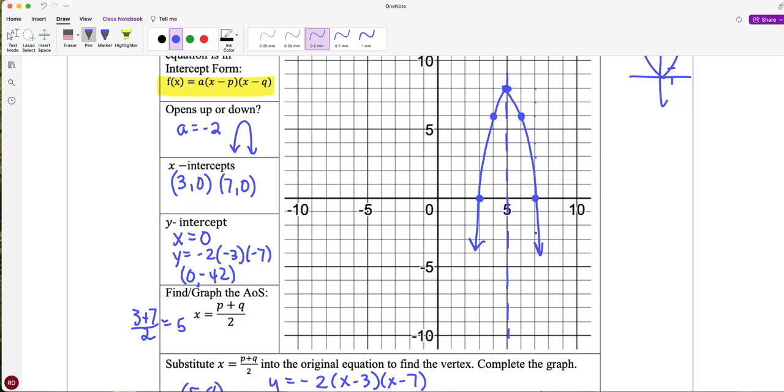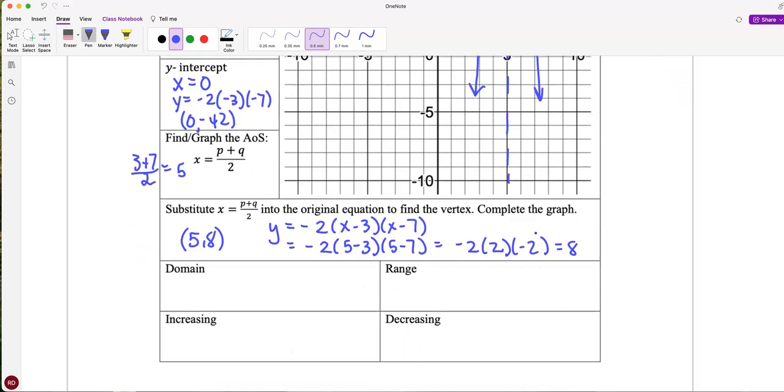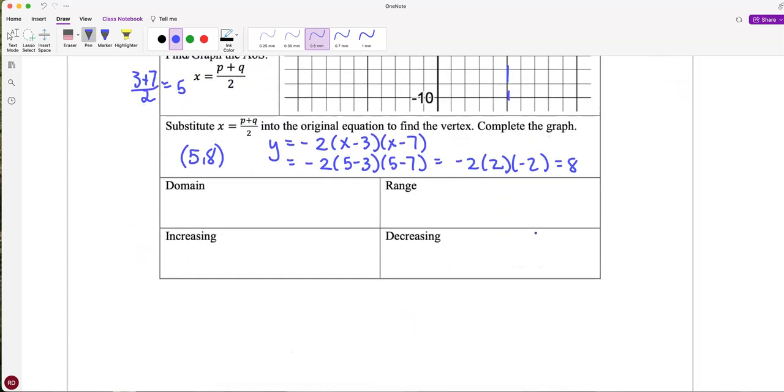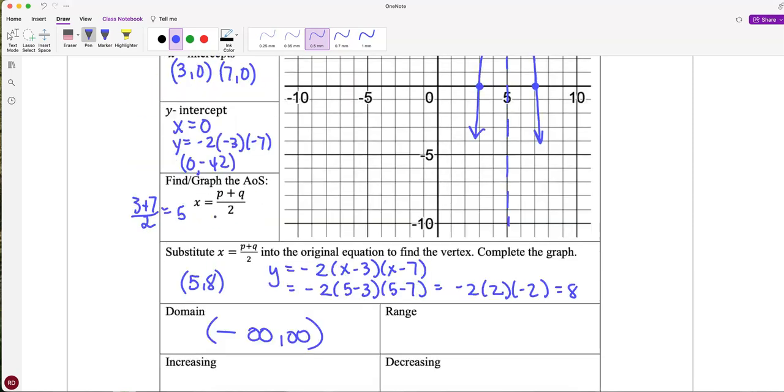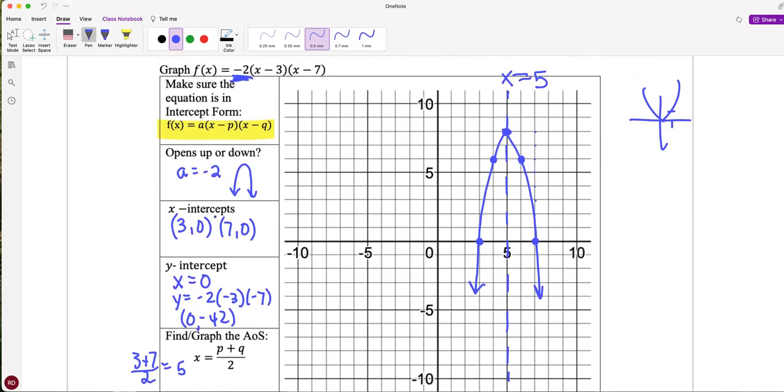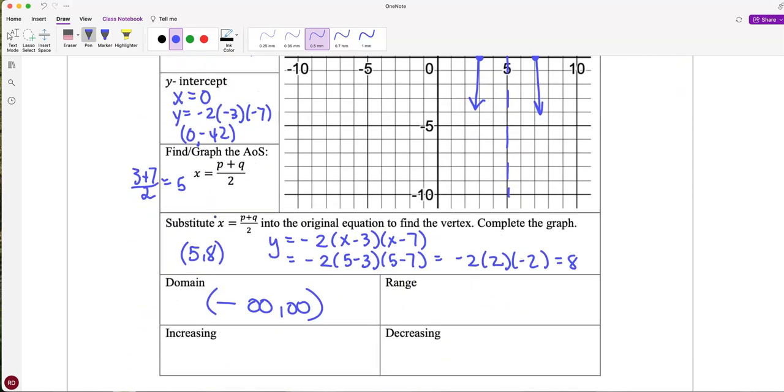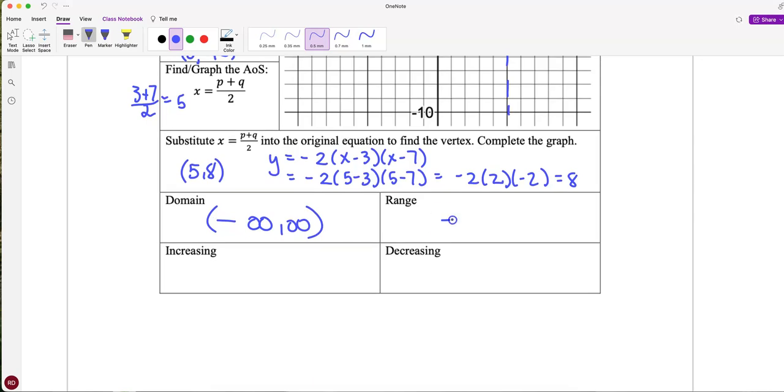The domain of this function, the x values always go from -infinity to infinity for all of these. The range, my y values go from -infinity up to as high as 8. So -infinity to 8.